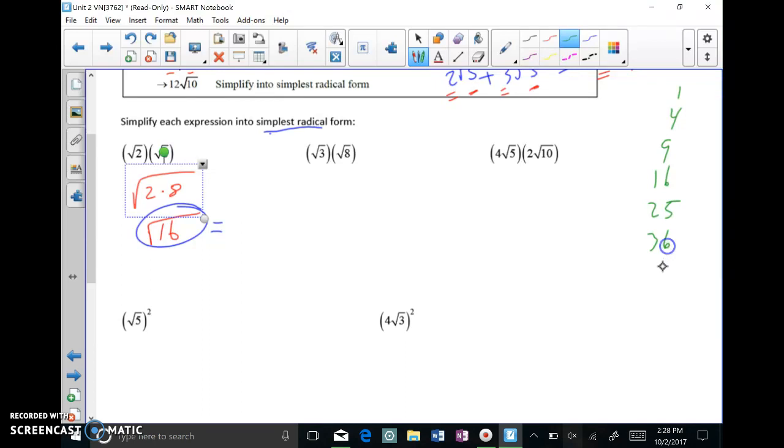6 squared is 36. 7 squared is 49. 8 squared is 64. And the list goes on. But 16, we see, is on our list. So the square root of 16 is just 4. That's the final answer.